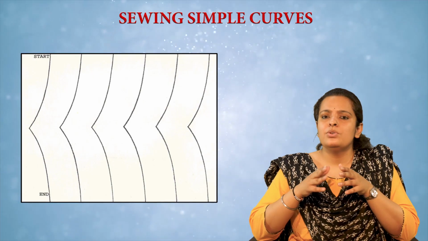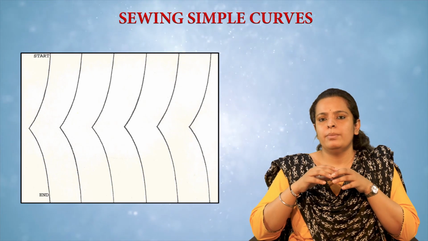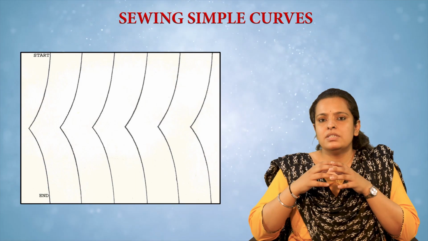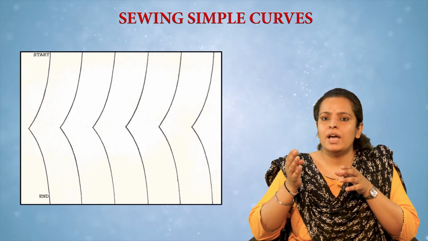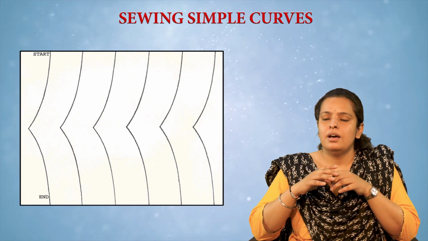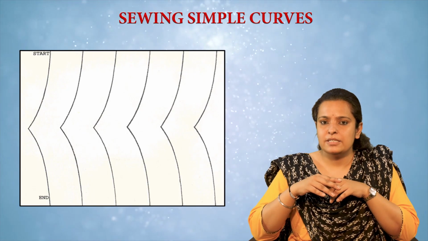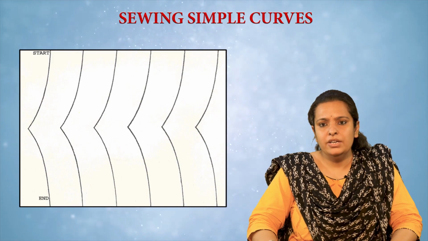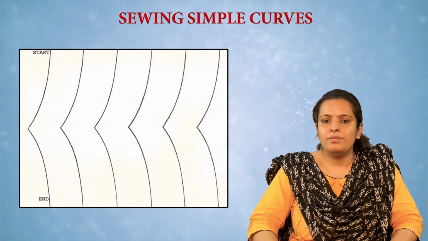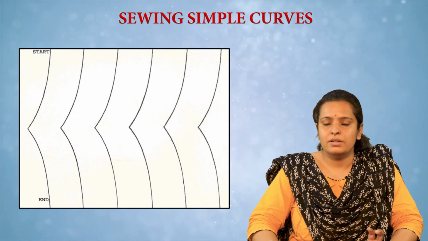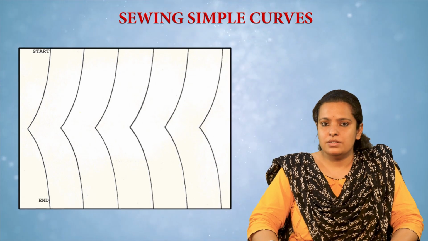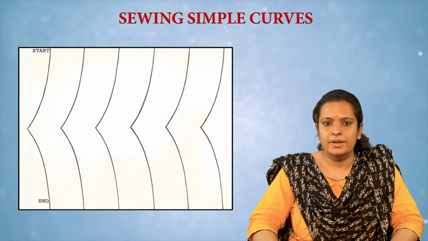So for practicing the simple curves on the garment, we take a piece of paper and draw curved lines on the paper, as you can see in the image. According to those lines we just practice our machine on these lines. While using these lines for practicing, we get the accuracy of how we will stitch the curve part on the garment.